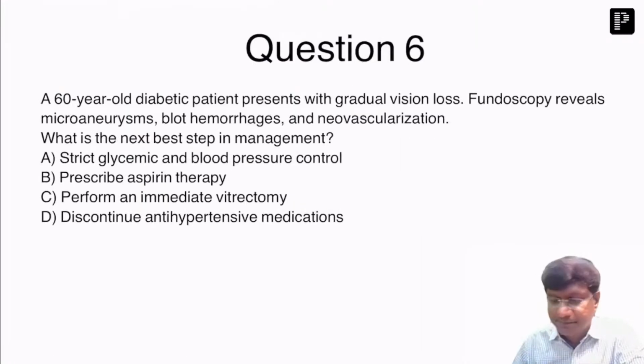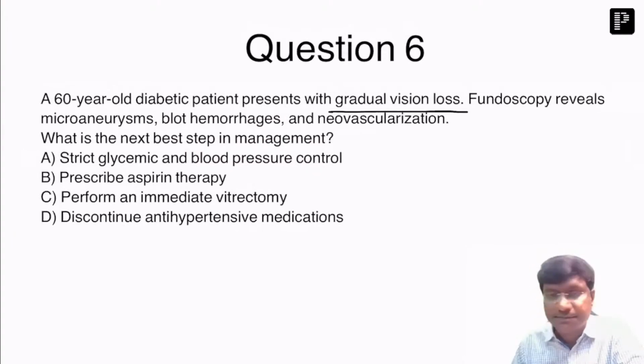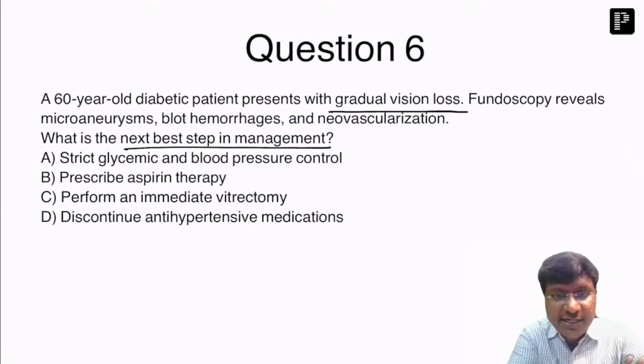Next question. So we have a 60-year-old diabetic patient presents with gradual visual loss. Fundoscopy reveals microaneurysms, blood hemorrhages, and neovascularization. What is the next best step in the management of the patient? Strict glycemic control and blood pressure control, prescribe aspirin therapy, perform immediate vitrectomy, discontinue antihypertensive medications.